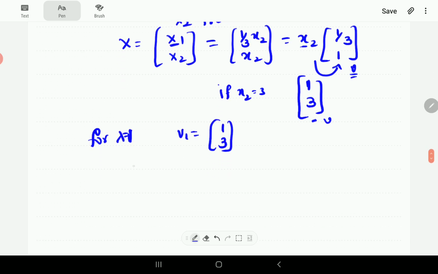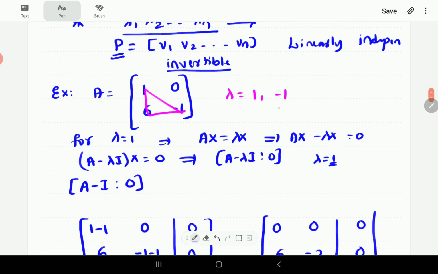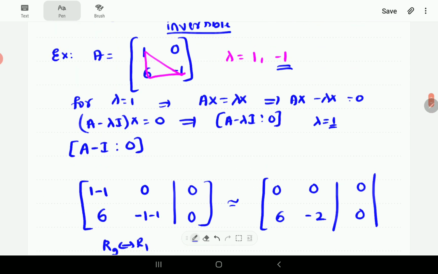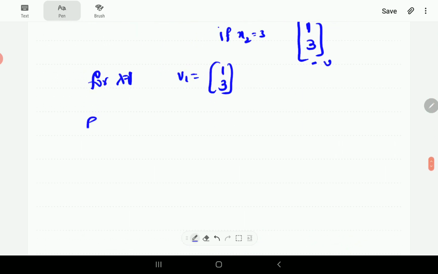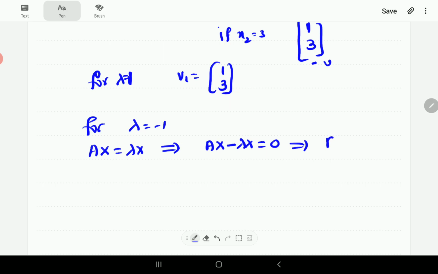Similarly, the next eigenvalue is lambda equal to -1. Same equation, instead of lambda equal to 1, I am taking lambda equal to -1. Let me redo it again. See, Ax equals lambda x. This implies Ax minus lambda x equals 0. This implies (A minus lambda I) x equals 0, and the augmented matrix is simply A minus lambda I augmented with 0. This should be our matrix.